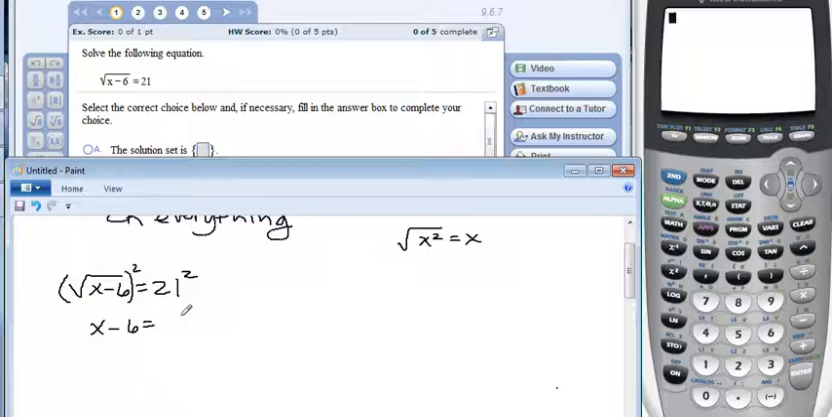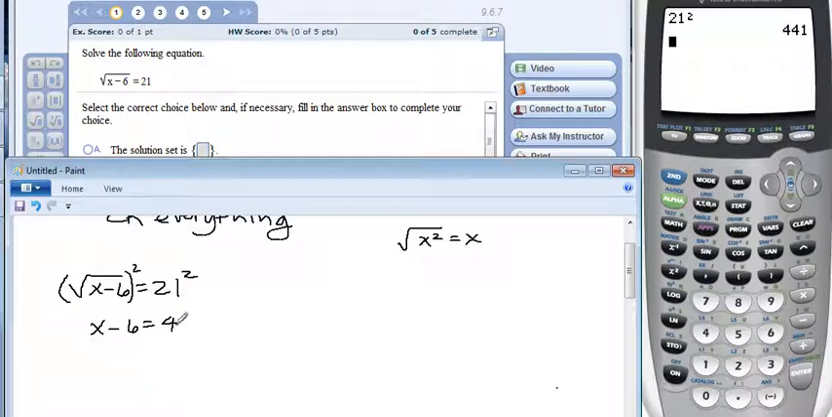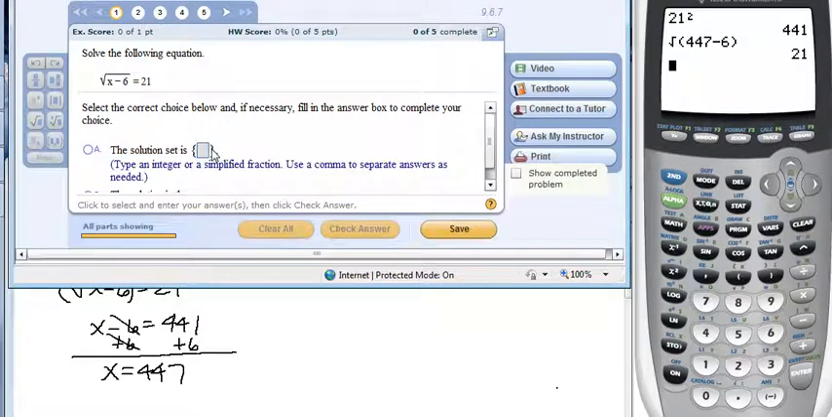And now 21 squared, who knows what that is? I don't know what that is. 441. Okay, now I'm solving for x, so I would add a 6 across. Gone, so x is equal to 447. Well, let's check it. Let's do the second function, square root of 447 minus 6 is 21. Nice. All right. So we'll put that in there.